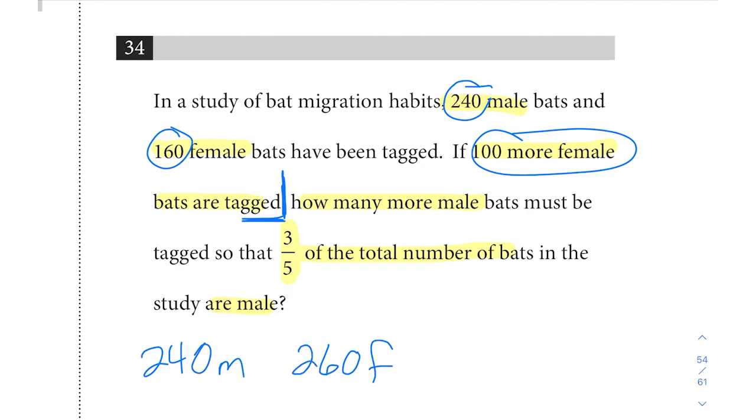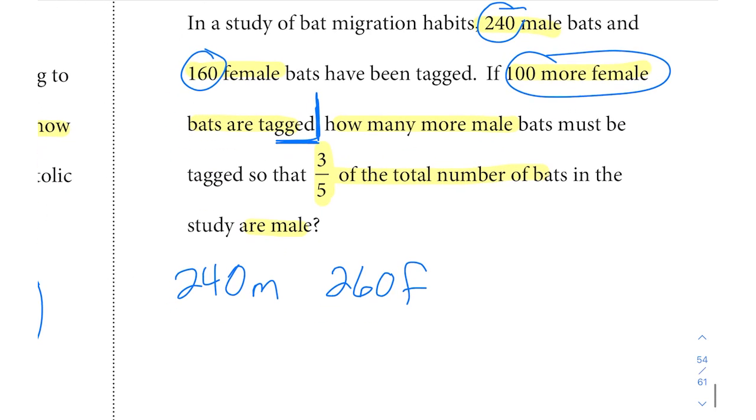So they say, well, what if 100 more female bats are tagged? So when we get here, it's really like they have told us that we have 240 males and then 260 females. We've added those extra 100 females. So it's a little bit tricky the way they present that. Instead of just giving a number of males and a number of females to start, they add on that second number of females after the fact. So we want to make sure we get that right up front.